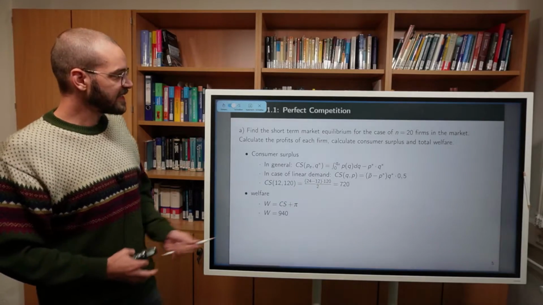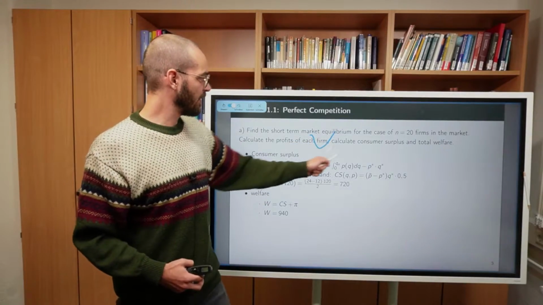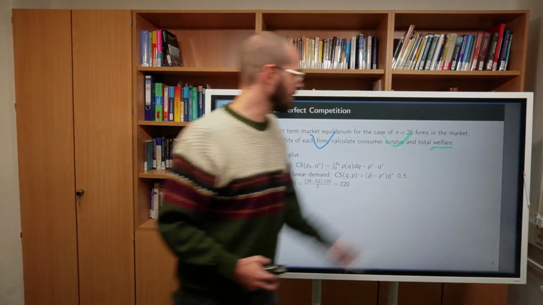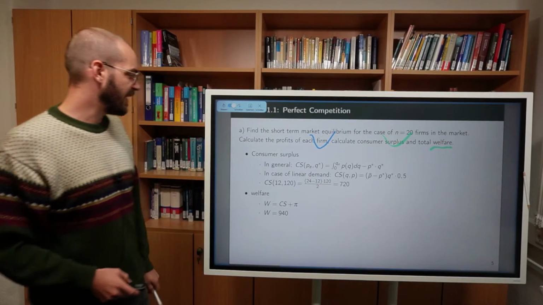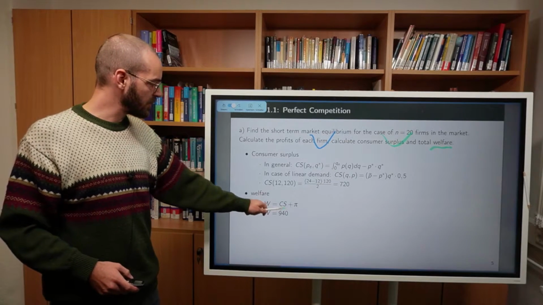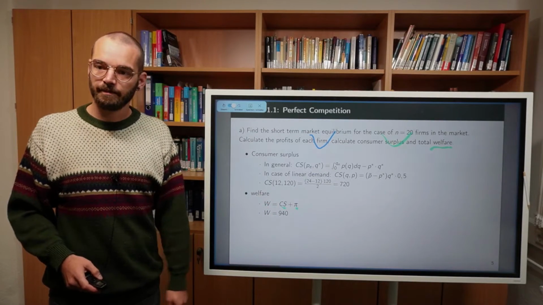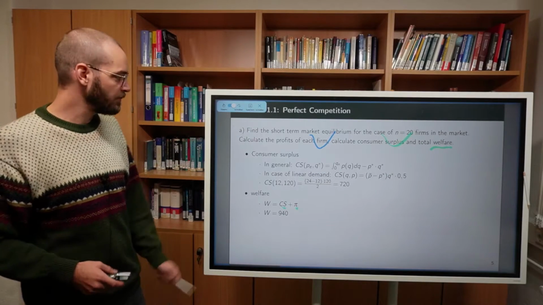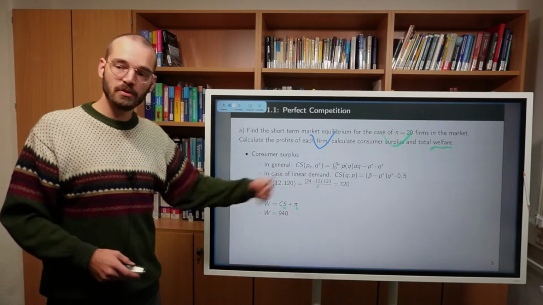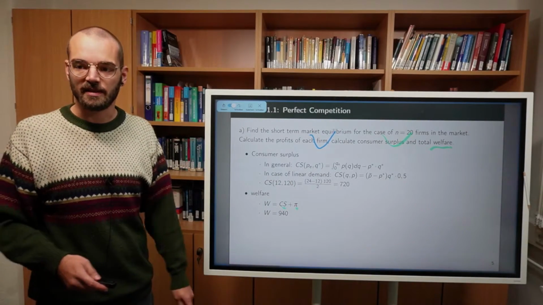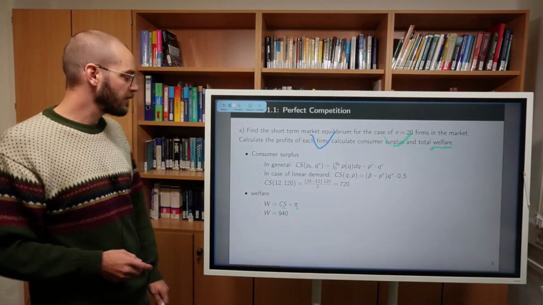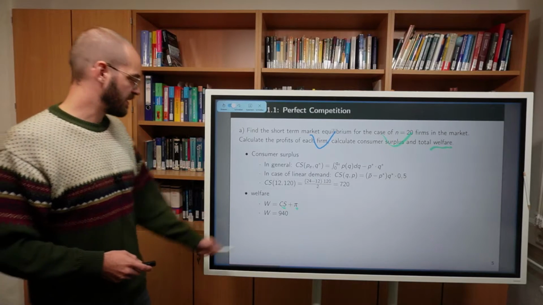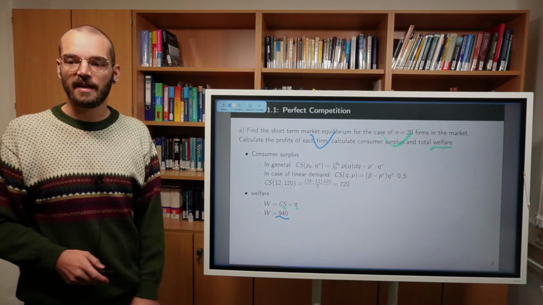Now in the final step, after calculating profits and consumer surplus, we are talking about total welfare. Total welfare is defined as the sum of consumer surplus and profits. Well, we already calculated both of them. We calculated profits 2 slides earlier, and consumer surplus just now. So we simply calculate the sum of both of these and we find that the total welfare in this market is 940.